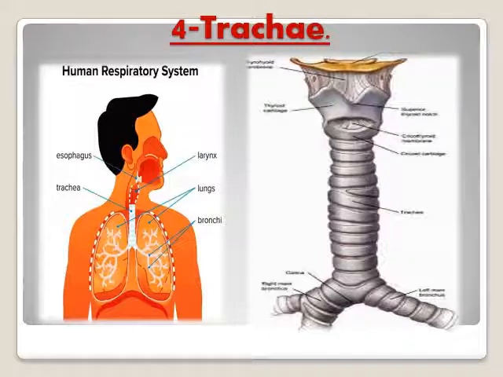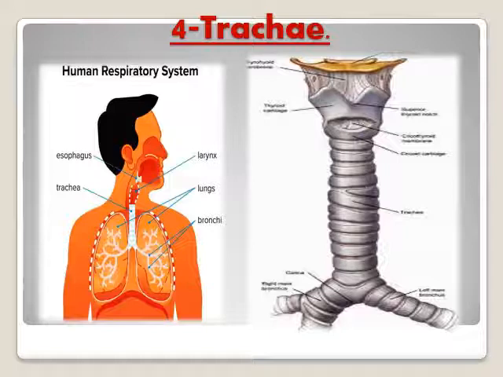The trachea, the fourth part of the respiratory system. It is continuous above with the larynx and extends down to divide into two bronchi: the right bronchus to the right lung, and the left bronchus to the left lung.